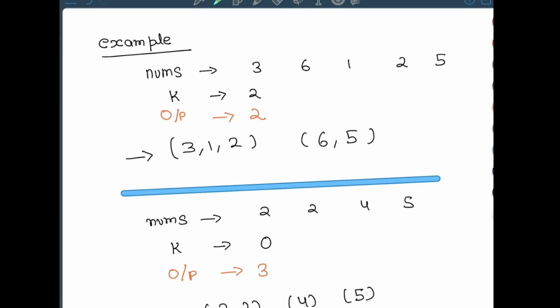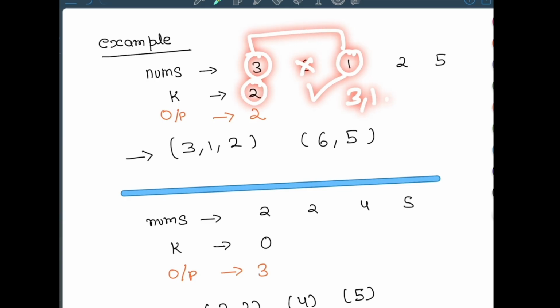So now you might say, okay, if 6 cannot be in the same group, let's leave it. Let us talk about 3. Can it be in the same group with 1? Yes, they can be in the same group because the difference is 2. Now what about if I have group 3, 1? Can 2 be a part of it?